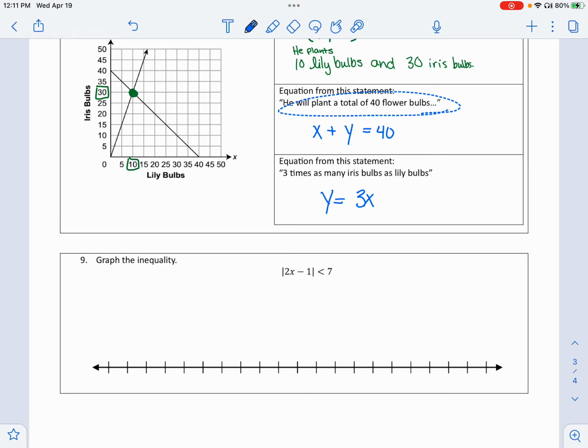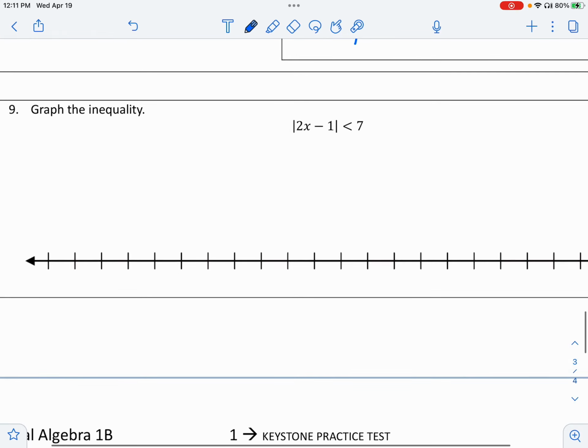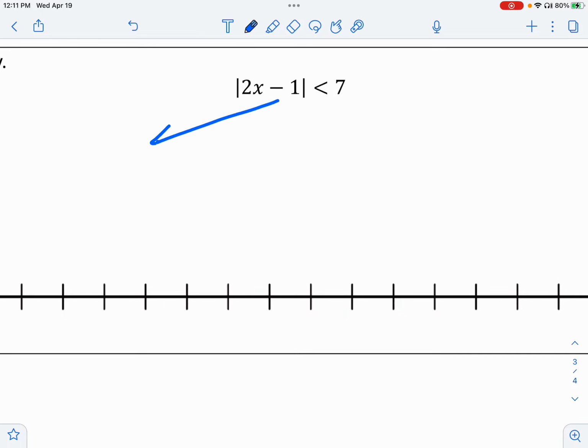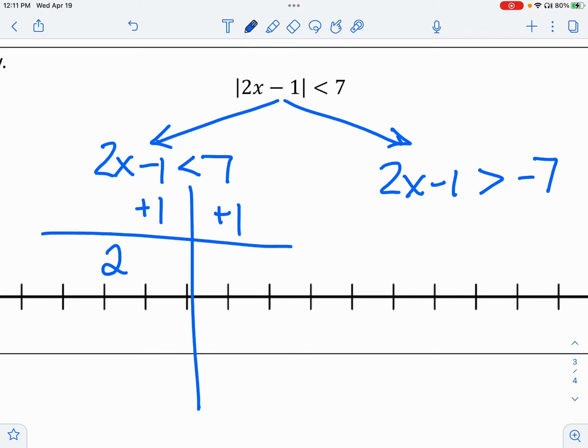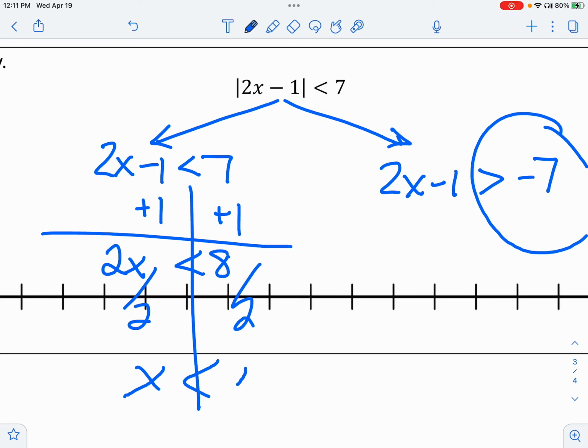All right, number 9, graph the inequality. Great, we are so good at these. Do you guys remember there's 2 answers? 2x minus 1 is less than 7. 2x minus 1 is greater than -7. Add 1. 2x is less than 8. Remember over here we flip and flip. Divide by 2. X is less than 4.